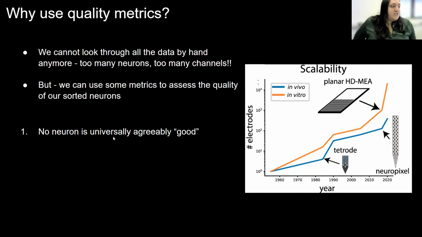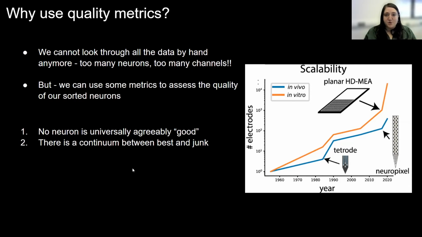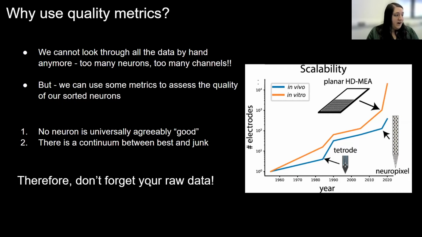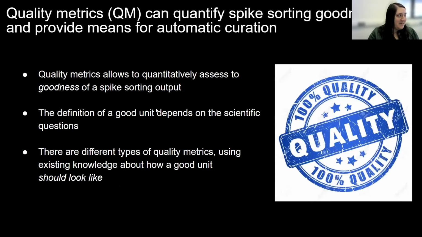All right, and before I get started, I just want to make a general point that there's not one agreed upon good neuron. There's some continuum between complete junk, just noise that's not even a neuron, and the best possible neurons. And different people may care about different properties of neurons and may define a good neuron in different ways. So given all of that, don't forget your raw data. Make sure you're not only blindly using automated quality metrics, but now we'll start talking about what those automated quality metrics are.